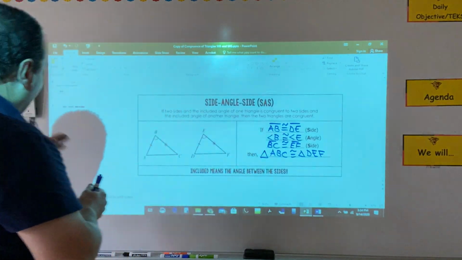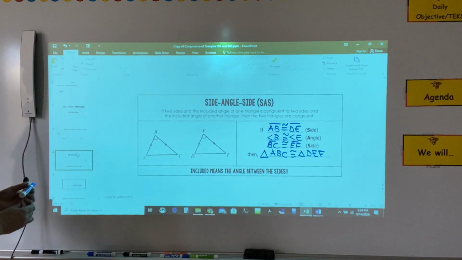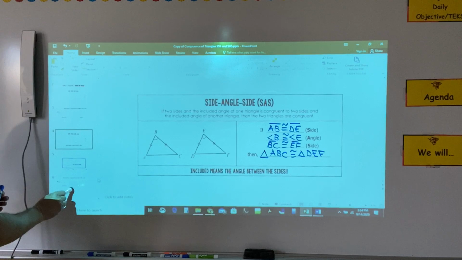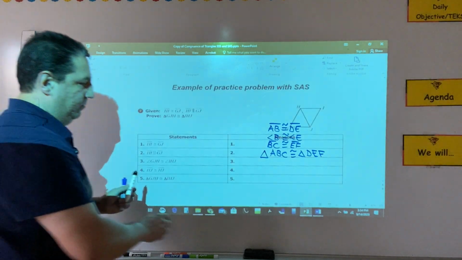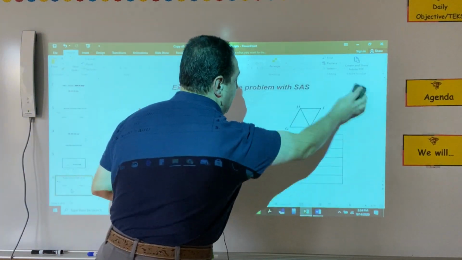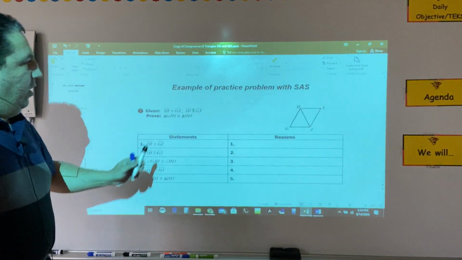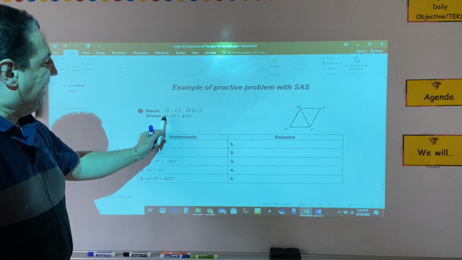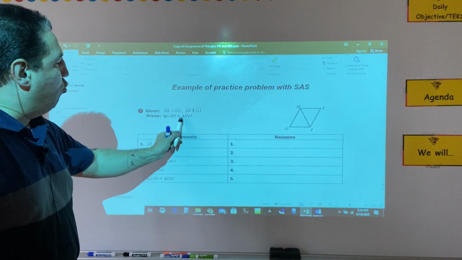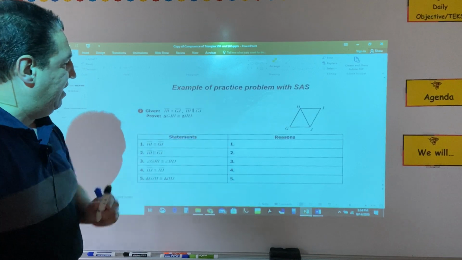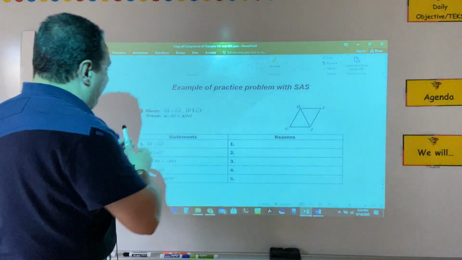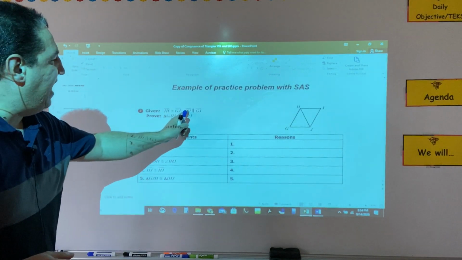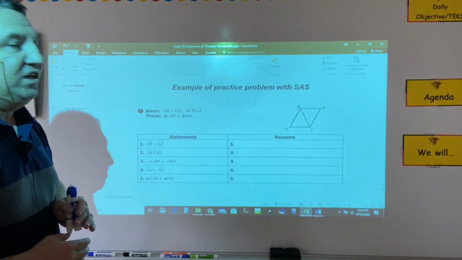Now, let's have a practice problem with the SAS case. So, we have this diagram, and we have to prove triangle GJH congruent to triangle HIJ, given HI congruent to GJ and HI parallel to GJ.